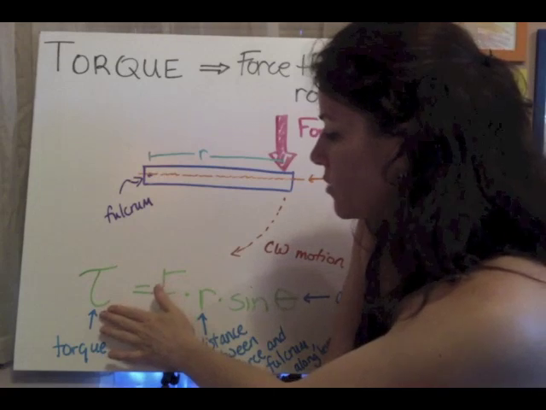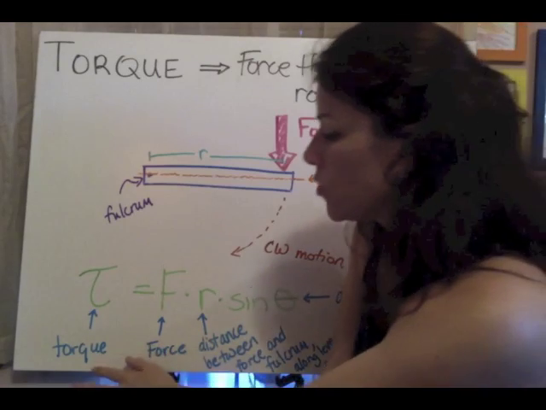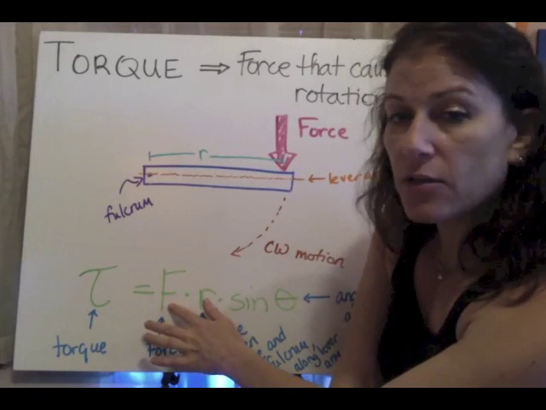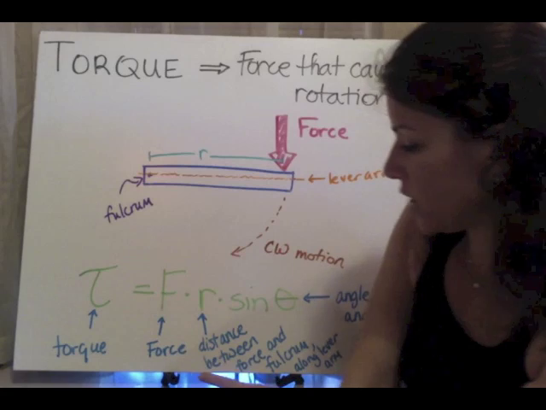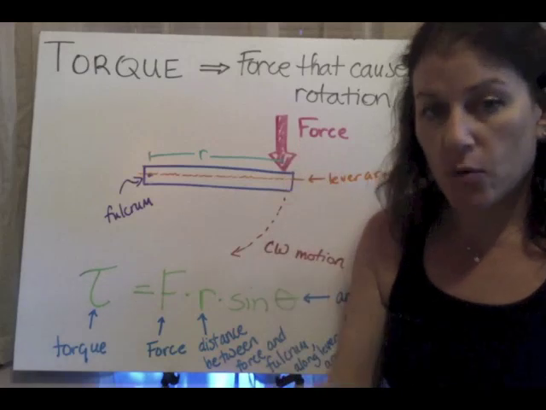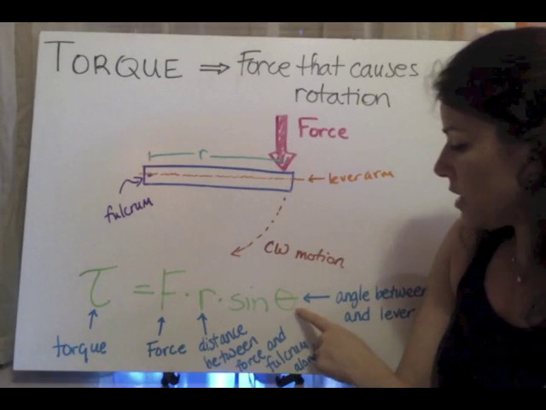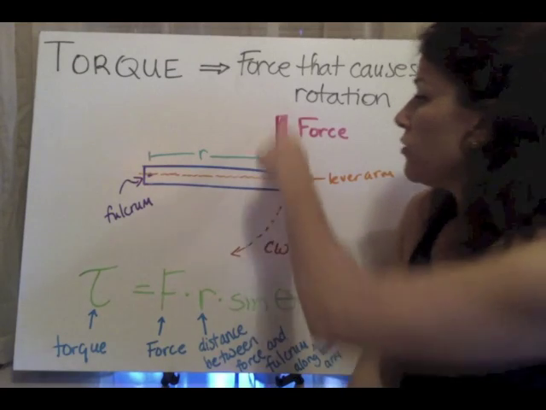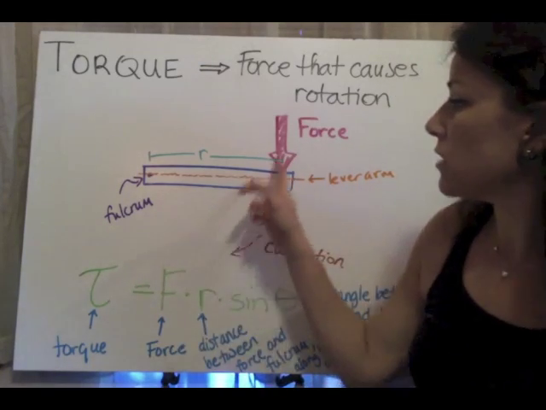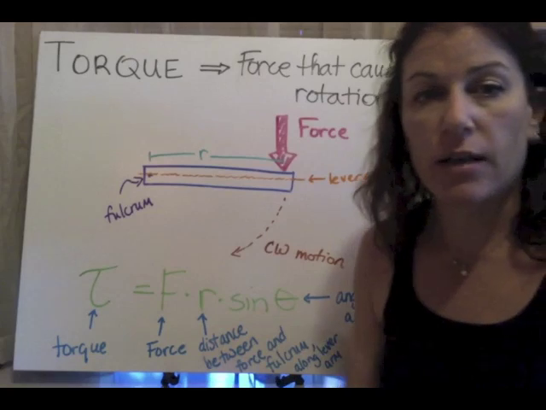So this is the equation. Torque equals force times radius times sine of theta. Torque is tau, a Greek letter, T. This is the applied force, the force that's applied to cause the rotation. This R is the distance between the fulcrum and the force you're applying along that lever arm. And this theta is the angle between this force and the lever arm. So in this case, it's 90 degrees. If you applied the force this way or that way, it would be a different angle.